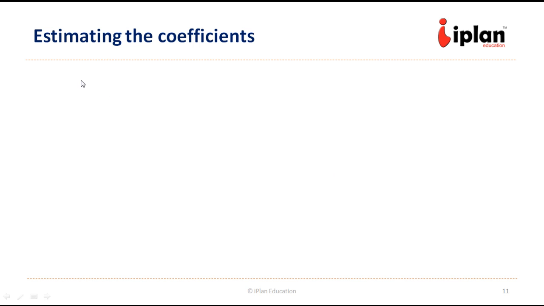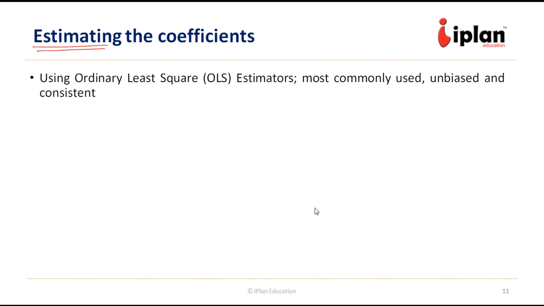Now let us look at the estimation of the coefficients. How do we estimate these coefficients? We are going to use the ordinary least squares estimator. That is the most basic way of calculating the coefficients. It is most commonly used. It is unbiased, and these estimators provide consistent estimates.